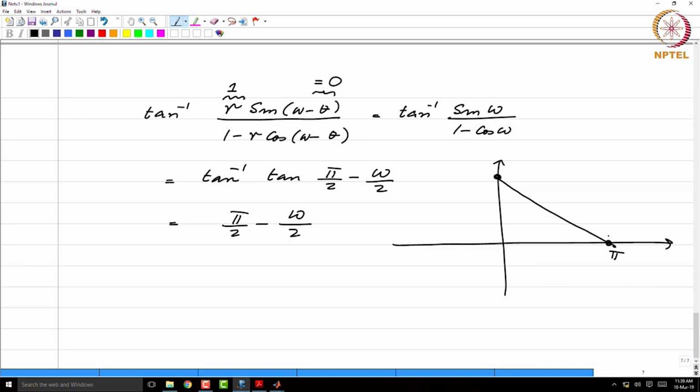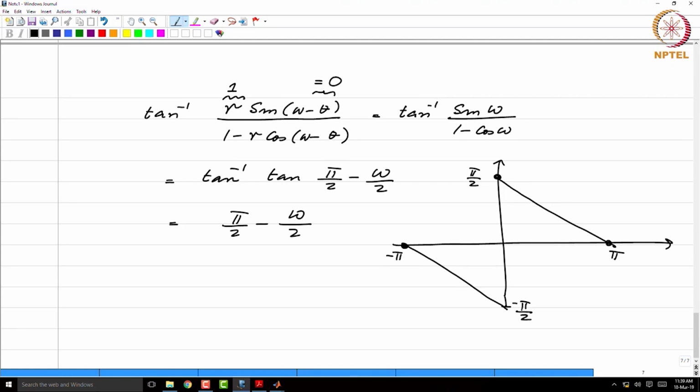And this being an odd symmetric function, the overall phase response between minus pi and pi is this. So, you have pi by 2, minus pi by 2.